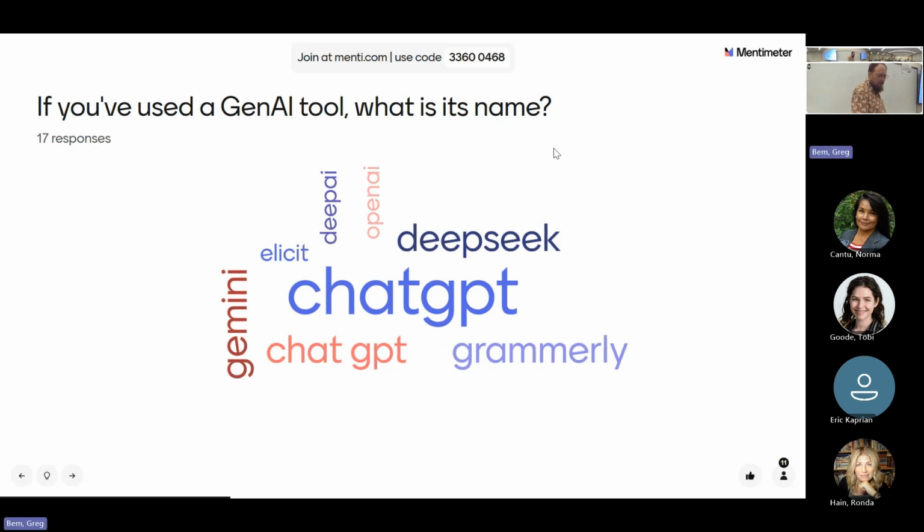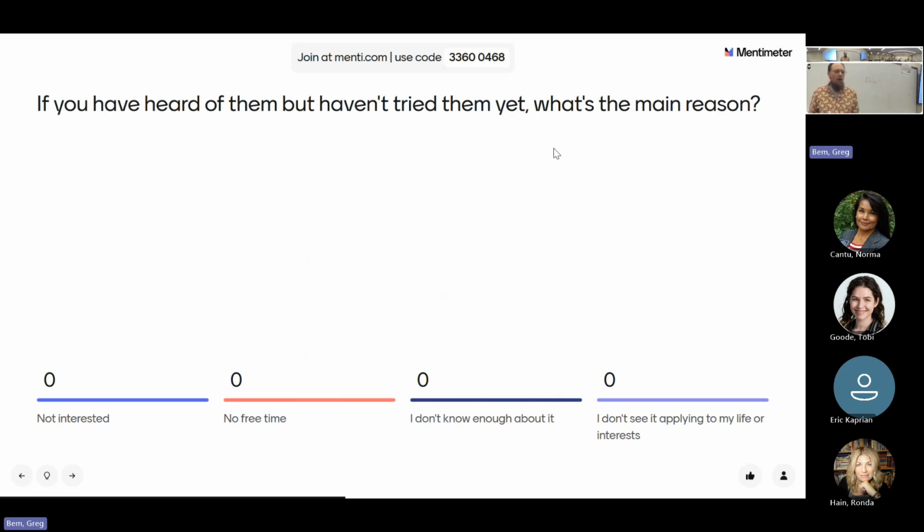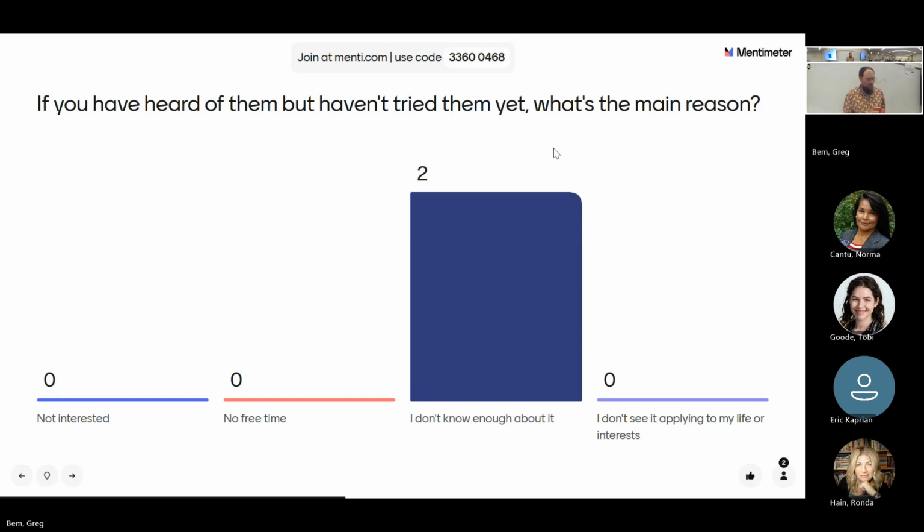All right, and next question. If you have heard of Gen AI tools but haven't tried them yet, what is the main reason? So I think most of you have actually used them, but if this applies to you, or maybe you don't, maybe you can answer it this way. If you don't use them often, what is the main reason? Yes, there could be other options for that too. All right, don't know enough about it.